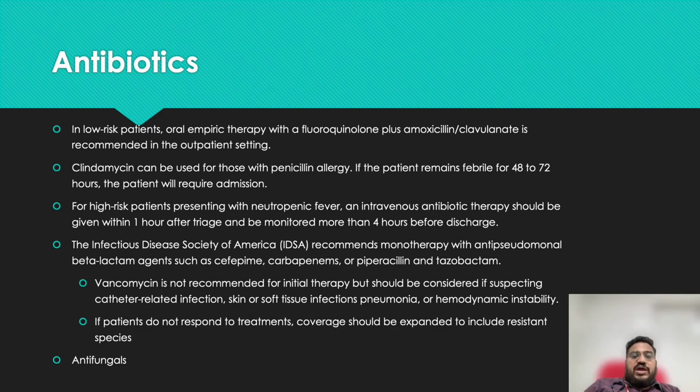For high risk patients that we have categorized with the MASCC score, and you have found out that they are at high risk, definitely you need to start them on a broad spectrum antibiotic. The broad spectrum antibiotic of choice we have already mentioned, and also keep in mind the role of antifungals. If you are suspecting a fungal infection, definitely you need to start antifungals also. That you can maybe leave to the choice of the treating physician, whoever has been taking care of that patient for the last few days.